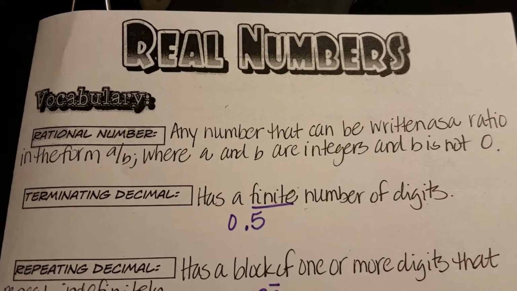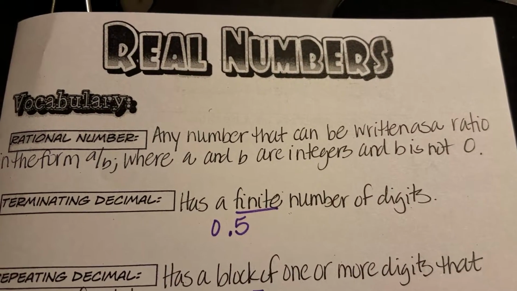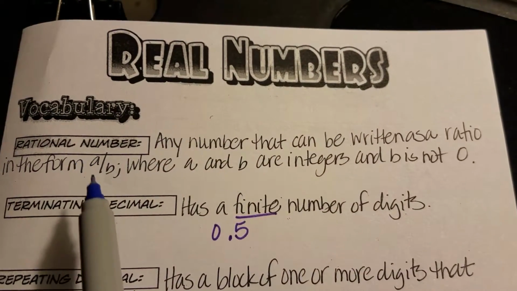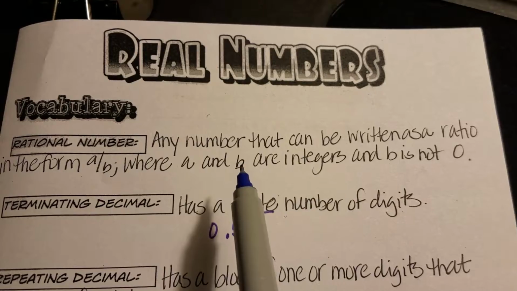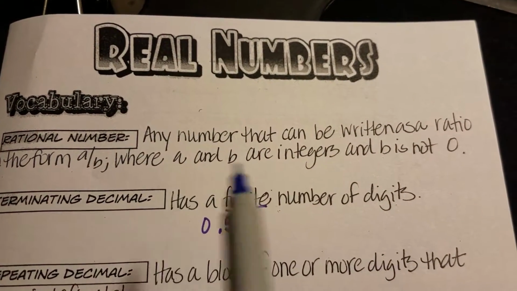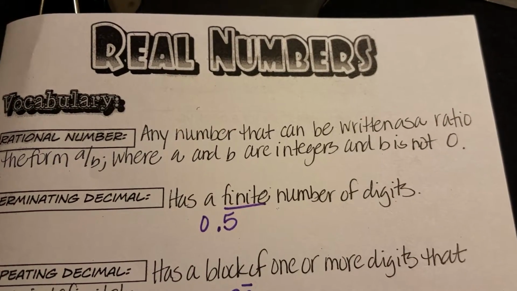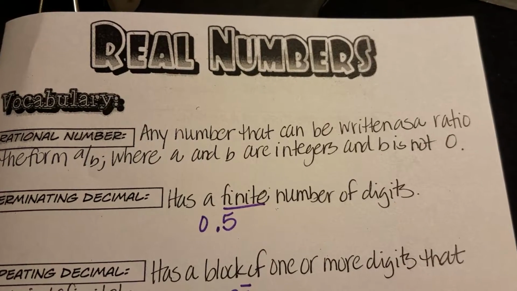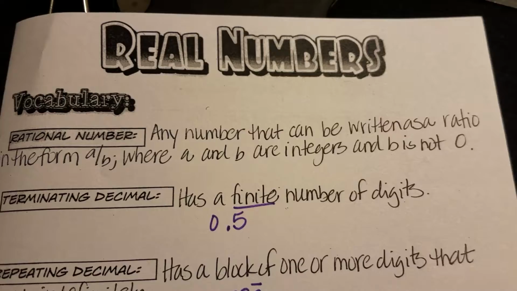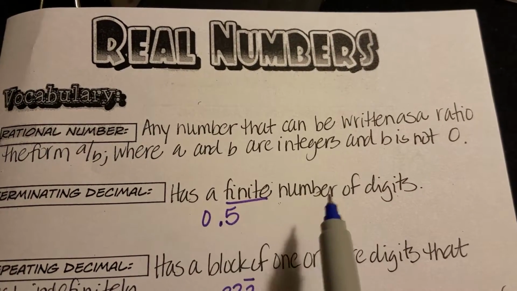The first vocabulary word we're going to look at is rational number. A rational number is any number that can be written as a ratio in the form of A over B, where A and B are integers and B is not 0. Okay? So any number that can be written as a ratio. So we know rational numbers could be 3/4, it could be 1, it could be any one of those numbers. Terminating decimal. A terminating decimal has a finite number of digits.